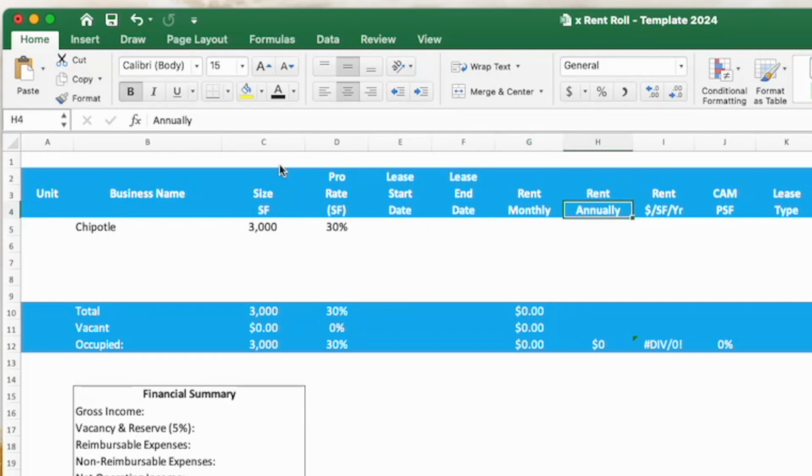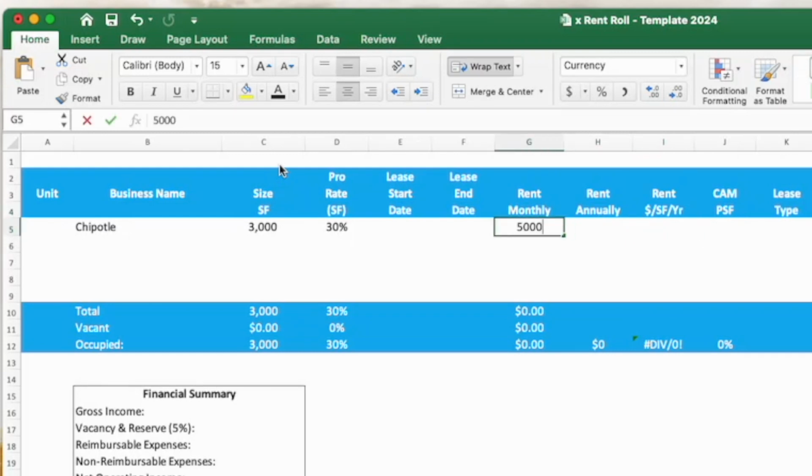Rent per month and then rent per year annually. That's going to be self-explanatory. Sometimes I like to pre-populate these. If they're paying $5,000 per month, you could put 5,000 there and come over here and put times 12. It'll give you the annual rent. Or if you want to reverse that, put 60,000 here and divide it by 12, and you'll get 5,000 there. And then you'll have your per square foot for rent annually as well.